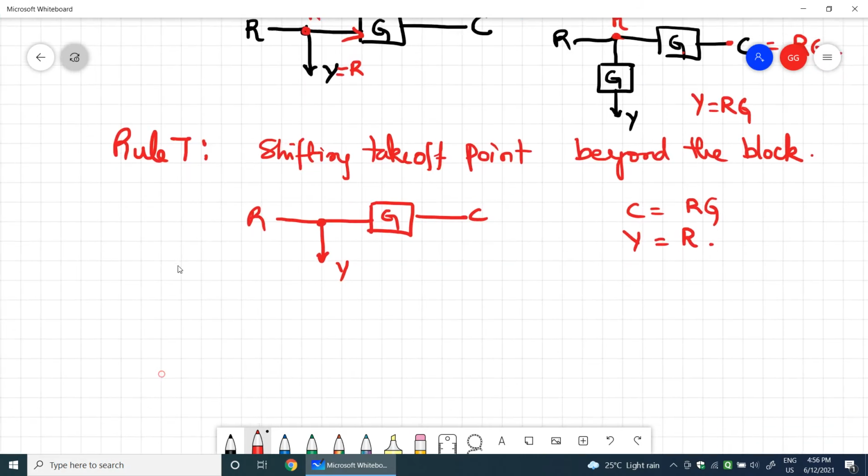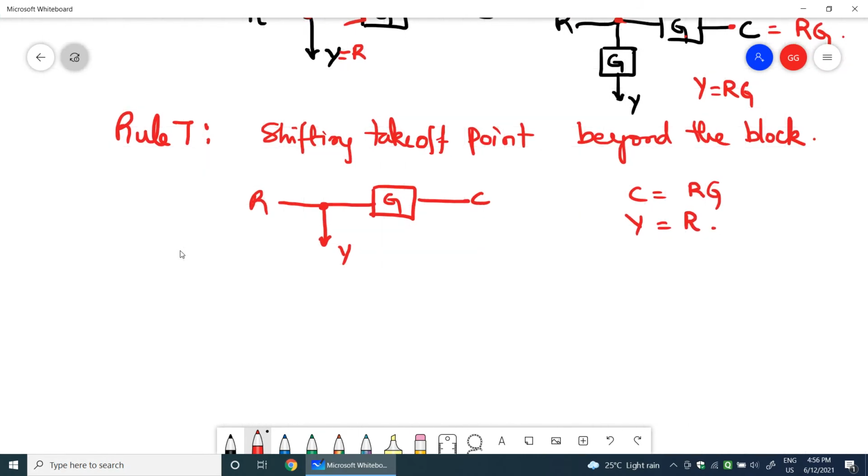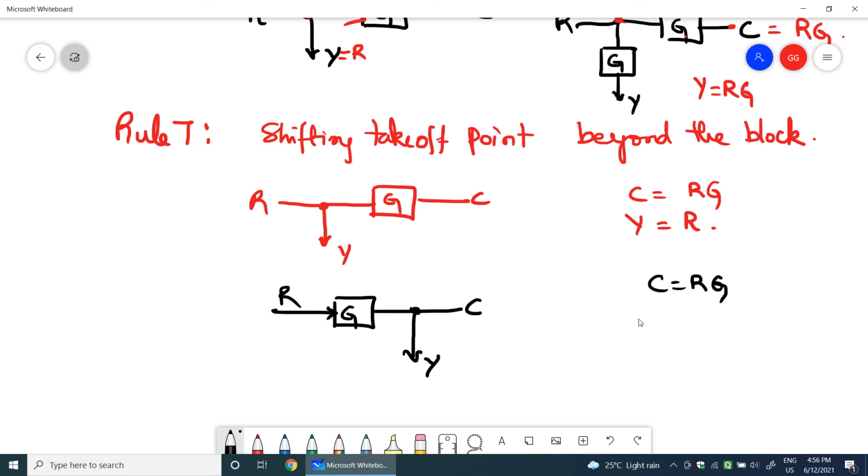Now if I shift this takeoff point beyond the block, or after the block, what will I get? So I'll give R directly to G. Now I'm going to have C here. Now I'm going to shift the takeaway point here. I'm going to take Y from here. So this is R. Now C is equal to RG. No problem with C. But Y is now becoming RG. Now I need R, not RG. Here I need R.